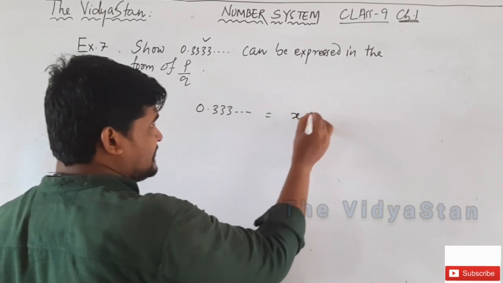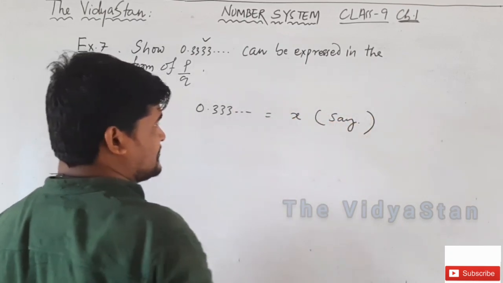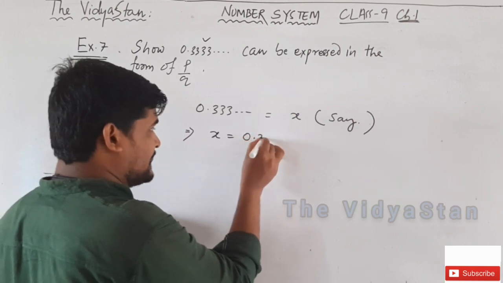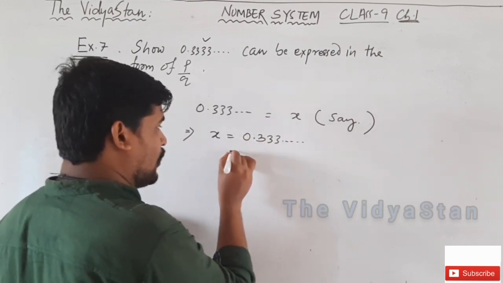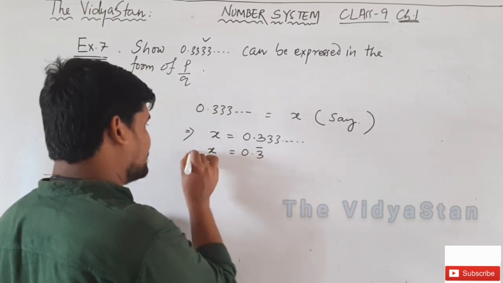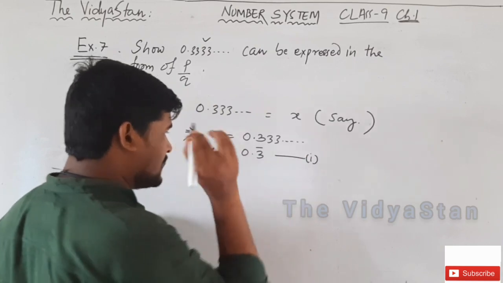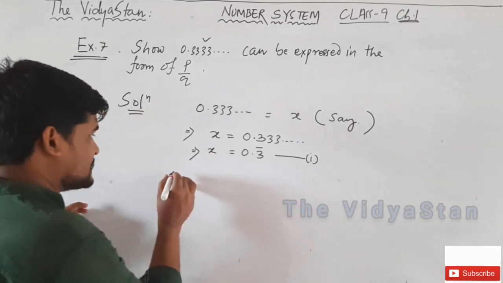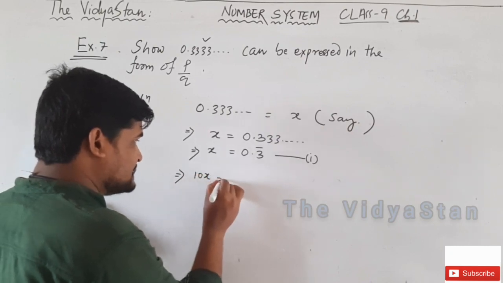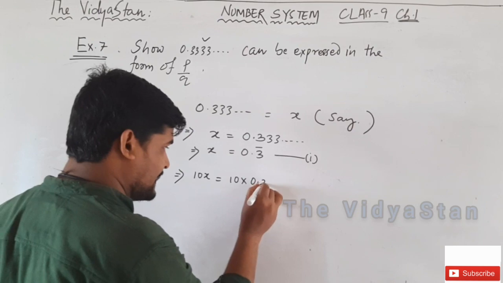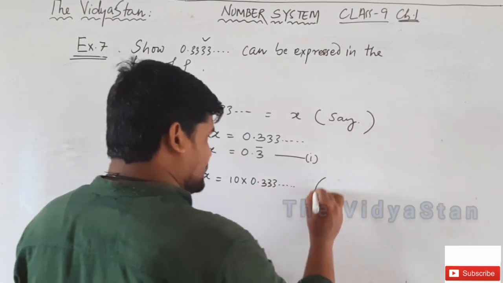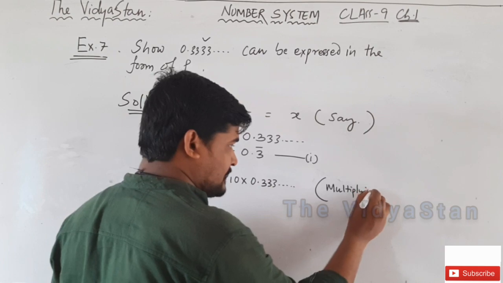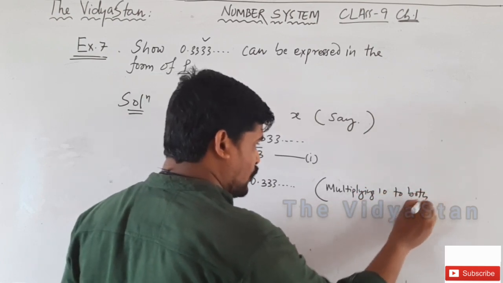So let it be x. So or we can write that let x be 0.3333 or 0.3 bar. This is equation 1. So we will now multiply 10 on both sides. So 10x is equal to 10 into 0.3333. Here we will write the hint, multiplying 10 to both sides.